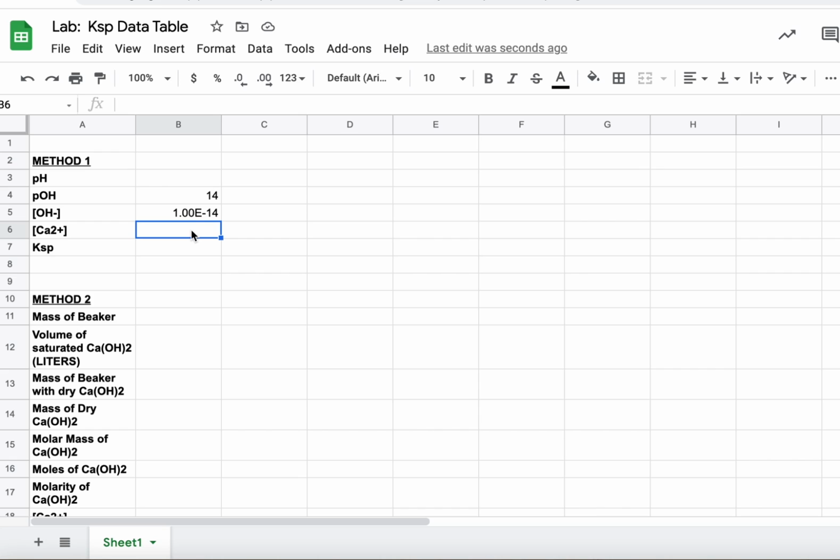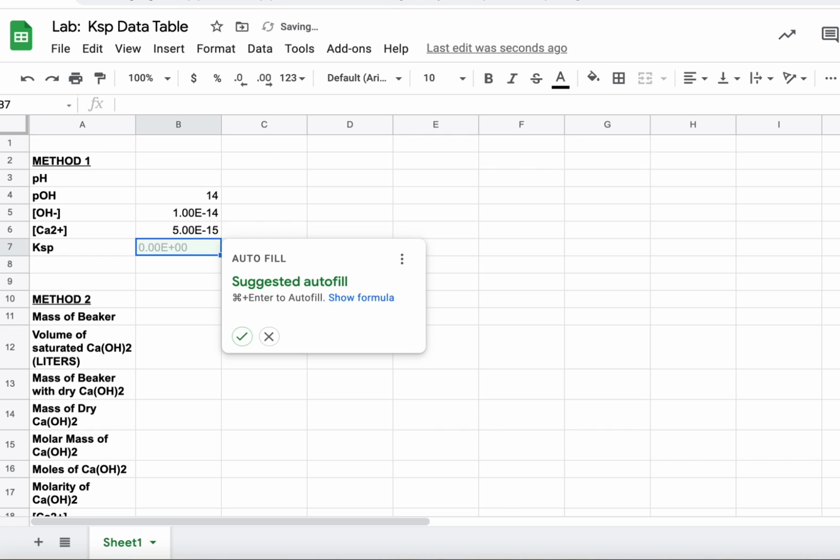For Ca2 plus, it's going to be whatever OH minus is divided by 2. Because we have 2 OH minuses for every 1 Ca2 plus in our calcium hydroxide. So we'll do equals divide B5, you can click that, comma 2. Close parentheses, enter.